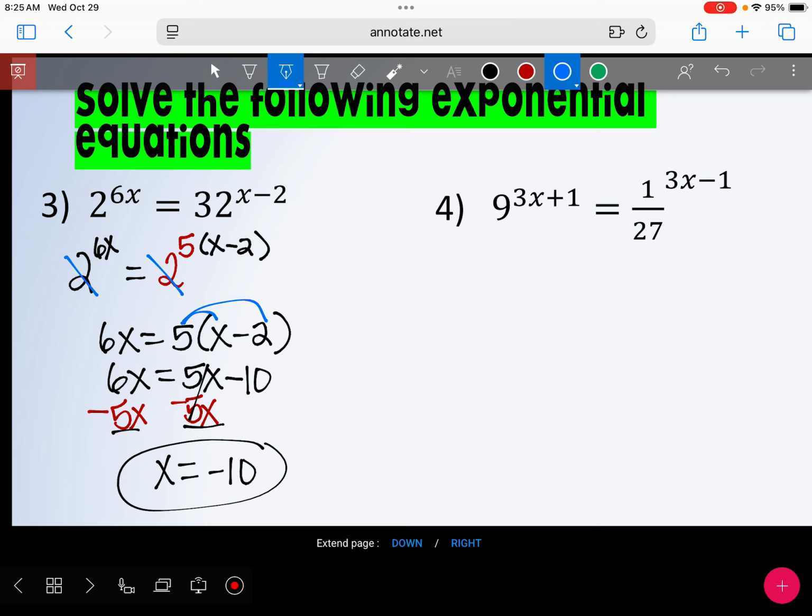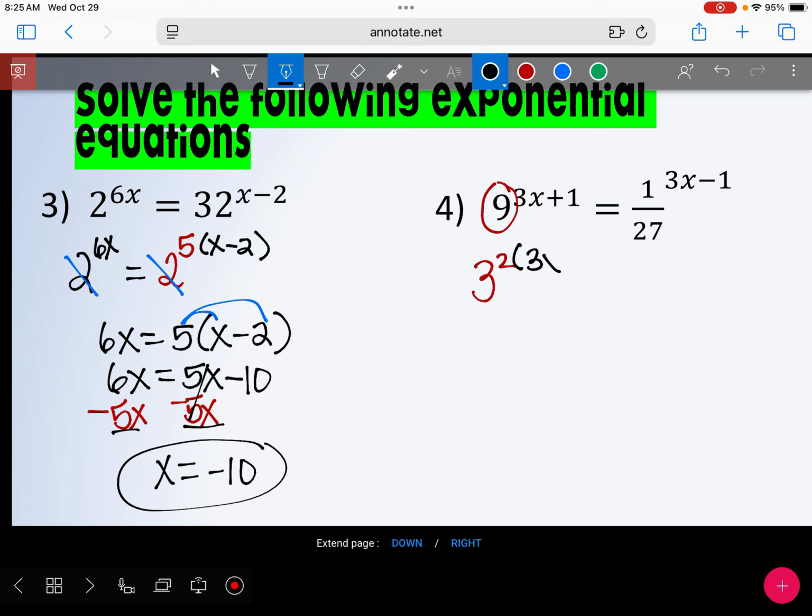All right. Does anybody know what the common base is going to be for 4? 3. Yep, it is 3. So that means that this 9 is going to become 3 to the power of 2. Do you agree that 3 to the power of 2 is 9? Yeah. All right, bring down that 3x minus 2.